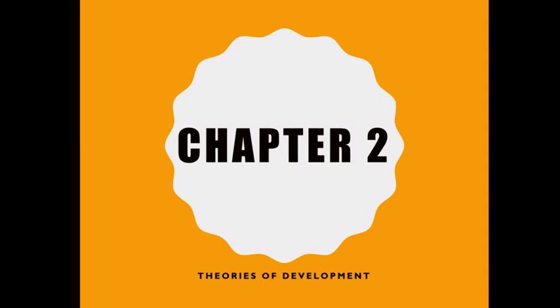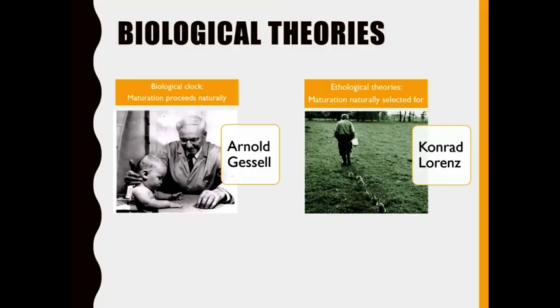Okay, well, welcome back. We're going to start with Chapter 2, Theories of Development. We can categorize theories of development into several main types. The first type I wanted to cover would be the biological theories. And in Chapter 1, we discussed the issue of the biological clock.